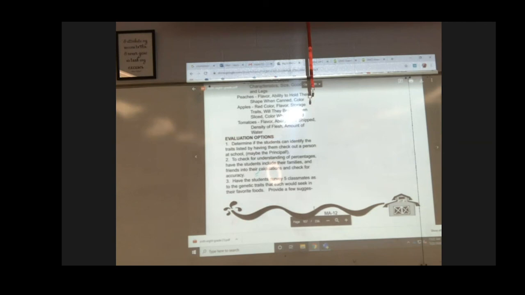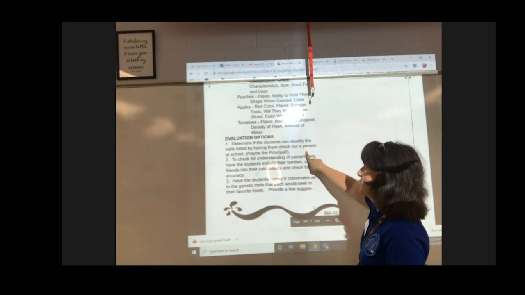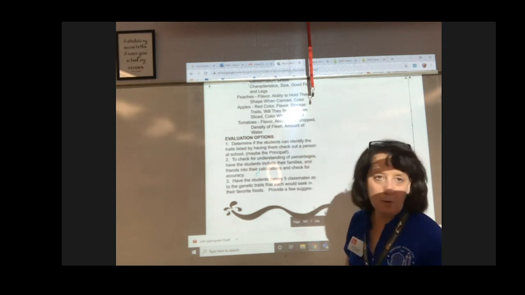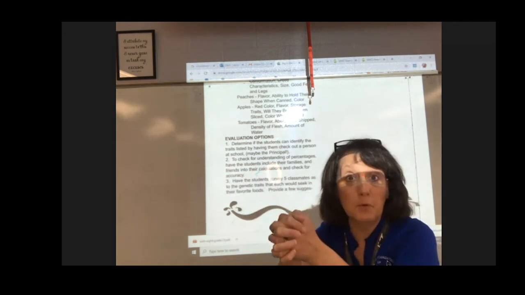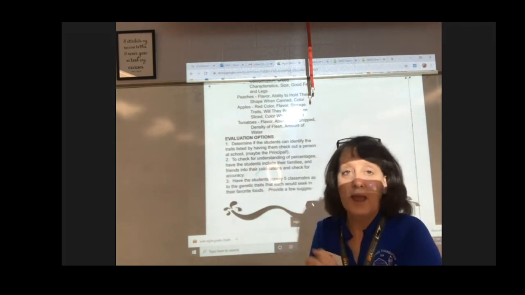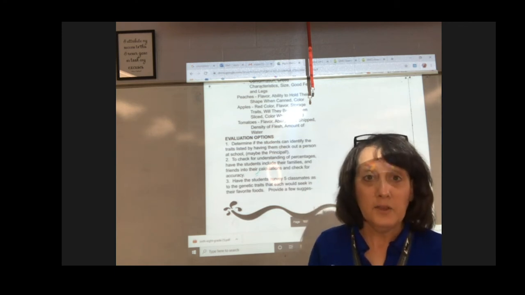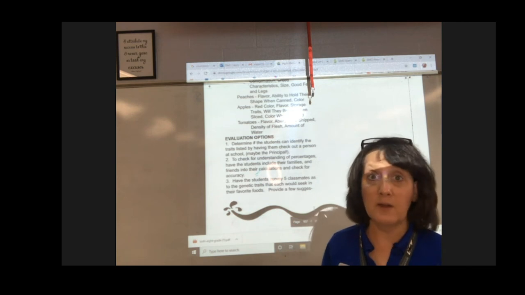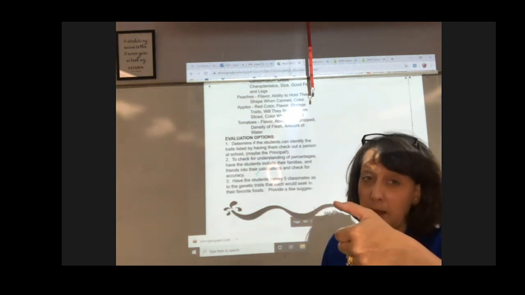If you look at your evaluation options, which are attached to every lab, it's got determine if a student can identify the traits by having them check out a person at school. Have them go to the principal and be like, hey, do you cross your left thumb or just cross your hands, principal? And they'll be like, oh, your left thumb's on top. And they can tell your principal, even if it's a third grader, hey, that's a dominant trait based on our experimentation, because if everybody except two kids has their left thumb on top, that's probably a dominant trait.